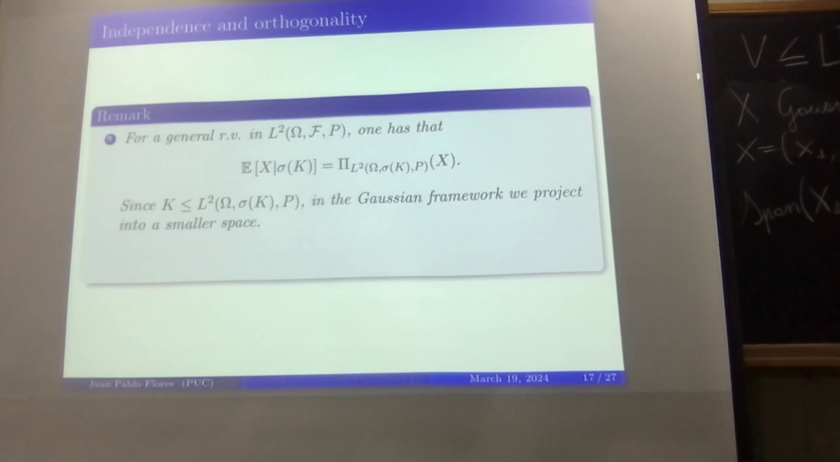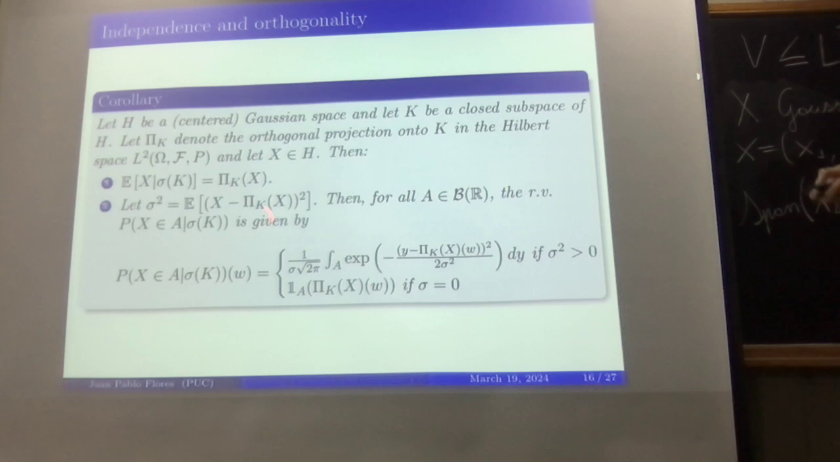And also, the other statement is that if we define sigma squared as the L2 squared distance of X to its projection, then we are going to have a formula for the conditional probability of X. And it's going to have this formula. If sigma is greater than zero, we are going to have a Gaussian here. And if it's zero, then we have this indicator function. Is there any question about this corollary?